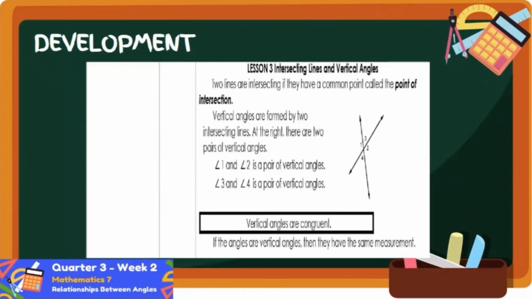Lesson 3. Intersecting lines and vertical angles. The two lines are intersecting if they have a common point called the point of intersection. Vertical angles are formed by two intersecting lines. At the right, there are two pairs of vertical angles. Angle 1 and angle 2 is a pair of vertical angles. Angle 3 and angle 4 is a pair of vertical angles. Vertical angles are congruent. If the angles are vertical angles, then they have the same measurement.